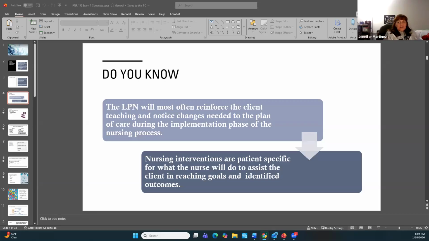Nursing interventions are patient specific. So we're writing that plan of care for our clients, and we're setting up their goals and interventions. They're specific to the patient, what the nurse will do to assist the client in reaching goals and identified outcomes. So working with the client, we understand what their goals of care are. We're going to choose interventions that are specific, that we are going to work with that client in order for them to reach their goals and their identified outcomes.